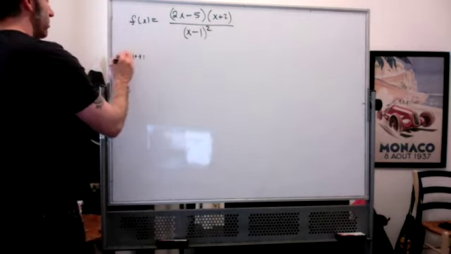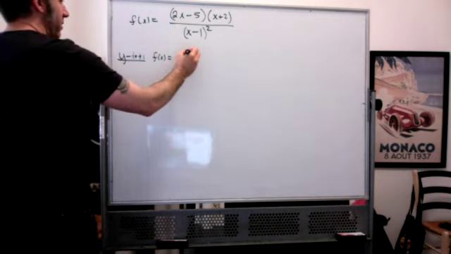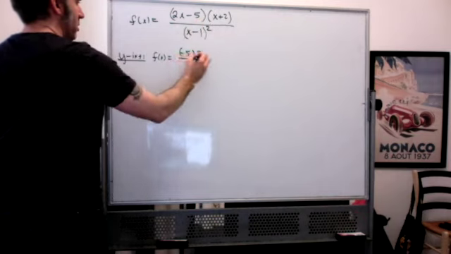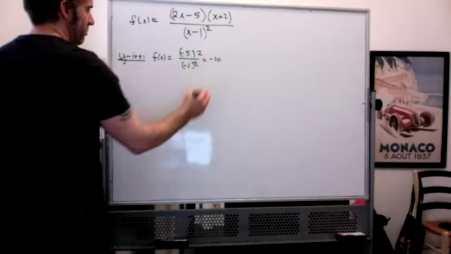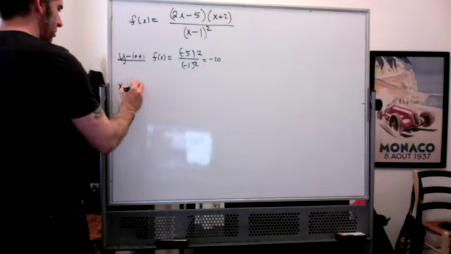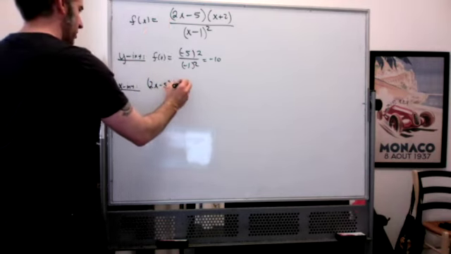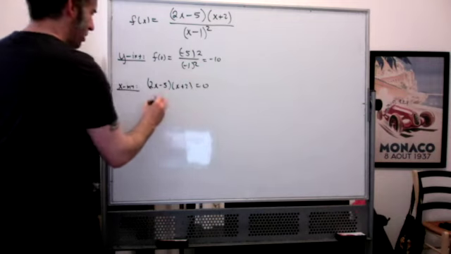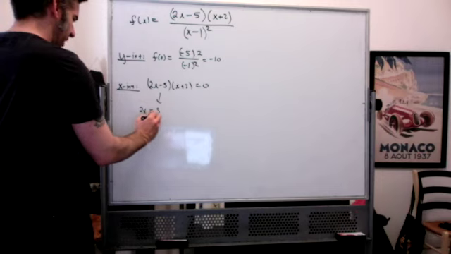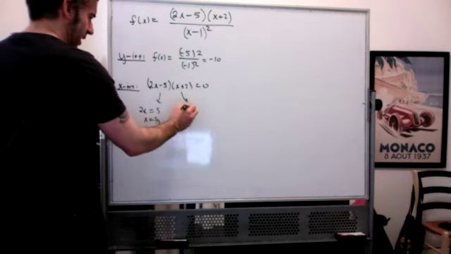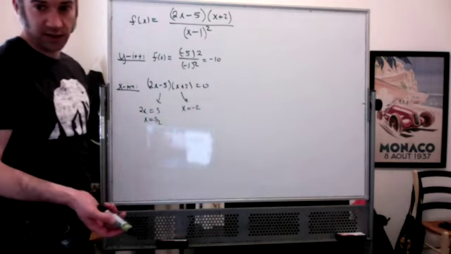Y-intercept. F of 0 is, let's see, 0 minus 5 times 0 plus 2 over 0 minus 1 squared. That's going to be -10 over 1, so -10. X-intercepts. So at the top equal to 0. 2x minus 5 times x plus 2 equals 0. So 2x minus 5 equal to 0 gives you 2x equal to 5. X is 5 halves. X plus 2 equal to 0, you get x equal to -2. And that's it. And they're both going to cross again.